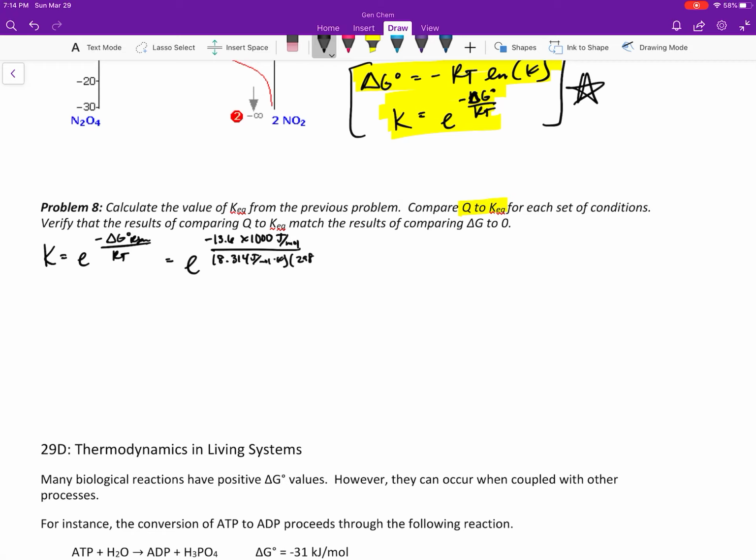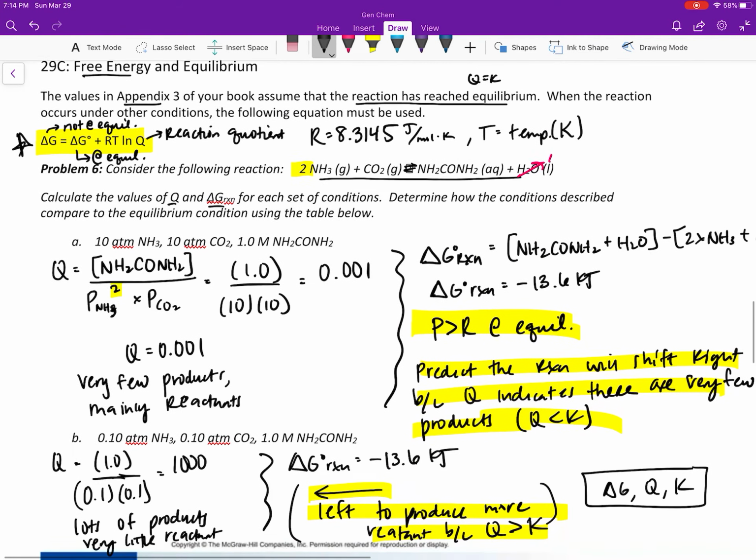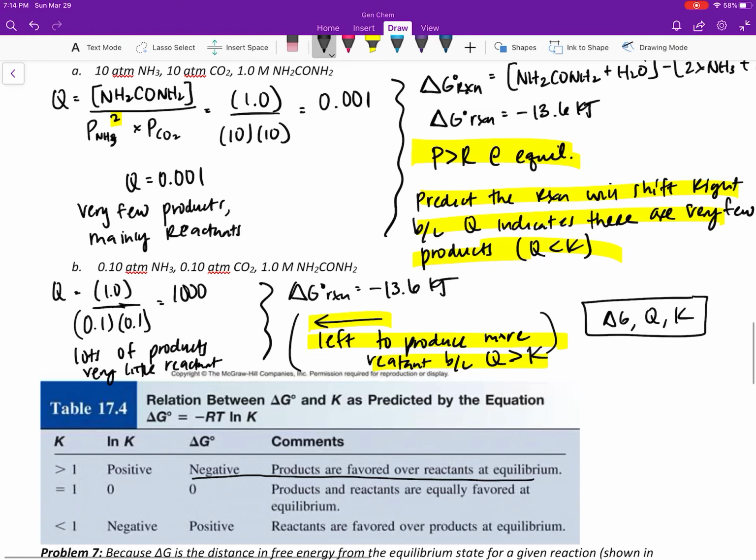And the temperature is 298 Kelvin because it doesn't specifically tell us that, but we're going to assume STP, so 298 Kelvin. This value comes out to be 0.00413. So in this case, we calculated Q to be 0.001 and K to be 0.00413. We see that indeed Q is less than K, and it would shift to the right. And if we go back up and look, we predicted the reaction would shift to the right.